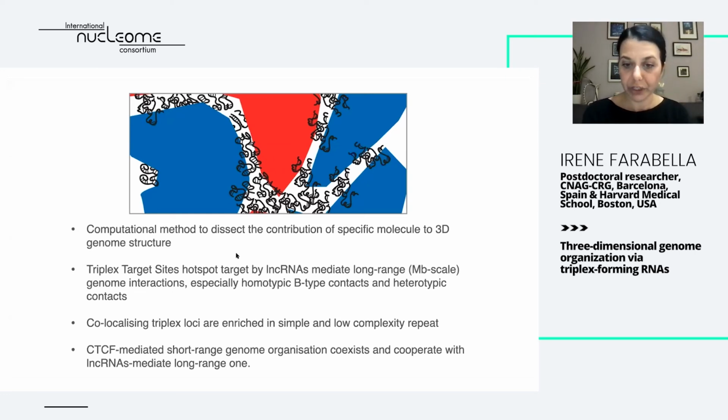CTCF-mediated short-range genome organization. And importantly as well, here we developed a computational method that allowed us to dissect the contribution of specific molecules to the 3D genome structure, and especially molecules like this long non-coding RNA that are experimentally challenging due to, for example, their high repetitiveness in nature.